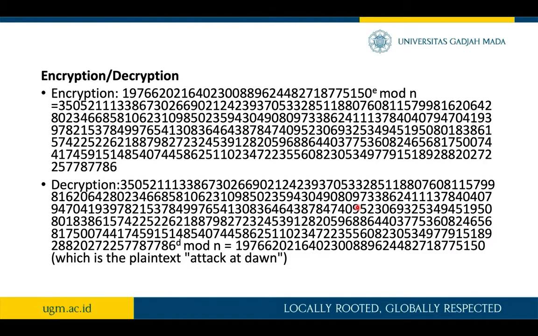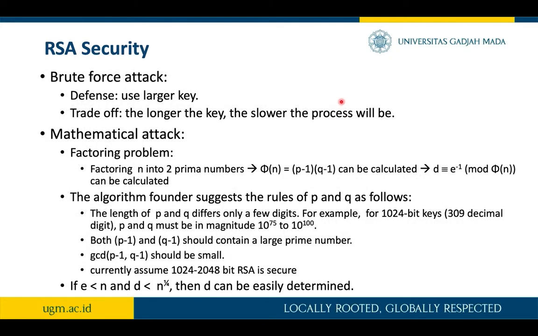Okay, so in the real world, once again, we have to use large numbers for both P and Q. For the security, there are two types of attack. First, brute force attack. For brute force attack, the defense is that we need to use a larger key. But the longer the key, the slower the process will be, especially since we use exponentiation here. If we use a large key, the calculation of the exponentiation will be very long, so the computation time is high.